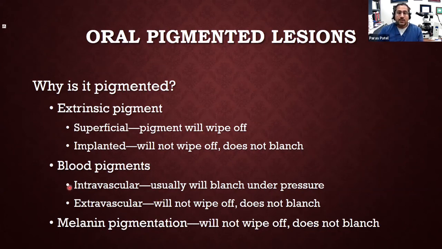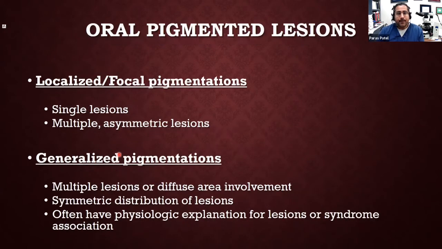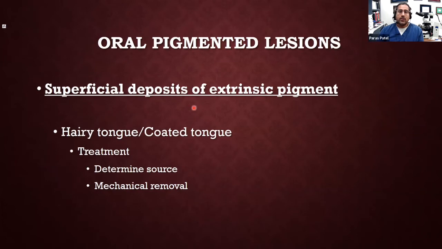Blood pigments can also cause this, but we're not going to really go into these lesions, the intravascular and extravascular. These will typically blanch under pressure if they're intravascular, so hemangiomas or varices will blanch. If it's hemorrhage into the tissue, it's going to be in the tissue, and those lesions may not blanch. So be aware of petechiae, purpura, and ecchymoses, or a bruise, that can also affect the oral mucosa and cause a pigmented lesion. And the last thing, melanin pigmentation, is not going to wipe off or blanch either. We break this down into whether it's localized or generalized, with a few different thought processes that go into that as well.